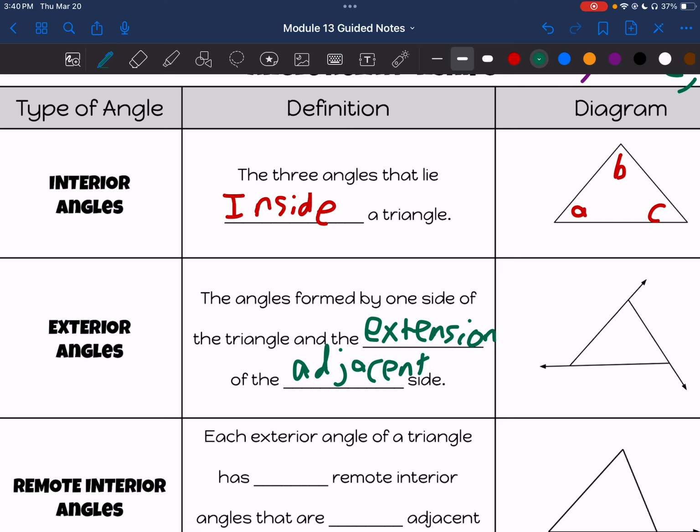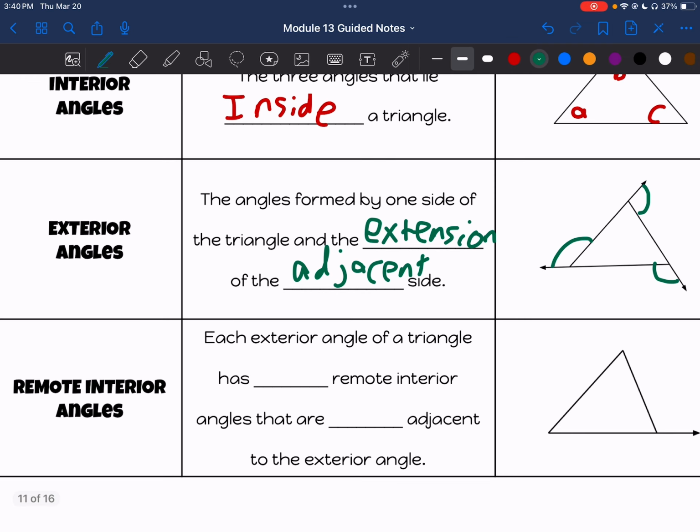So you'll see it's this angle here, it's this angle here, and this angle here, where you've got this being an extension of the triangle, and here's the adjacent side for it, right? Here's the extension, here's the adjacent side. Here's the extension, here's the adjacent side. All right?